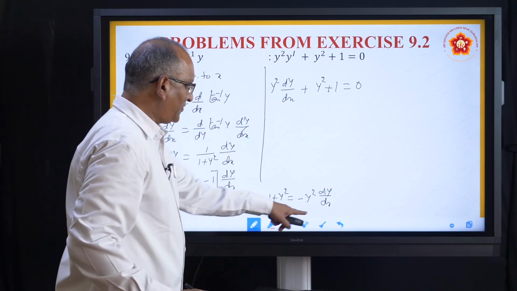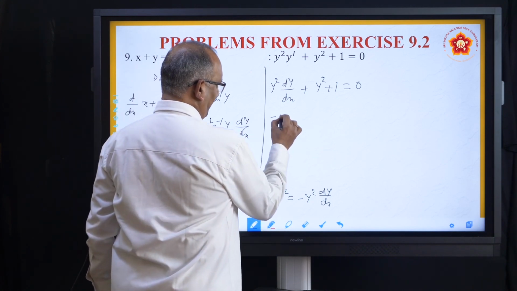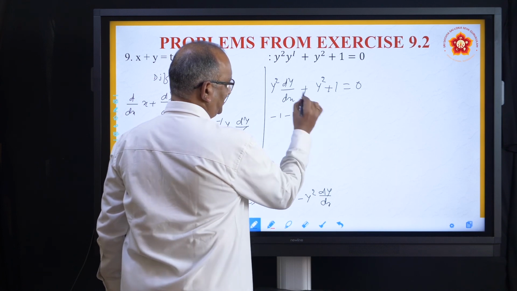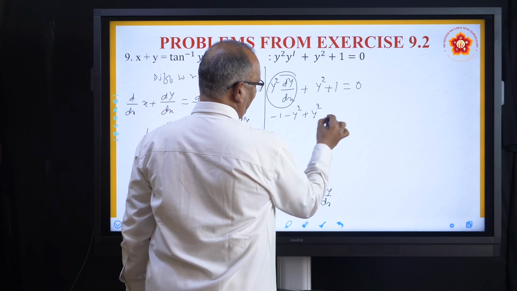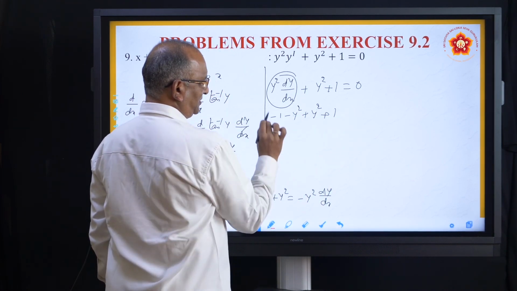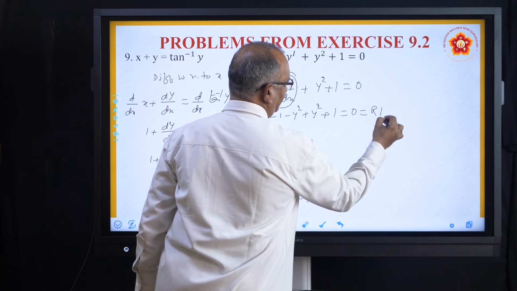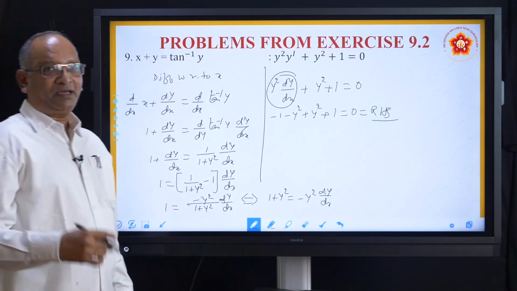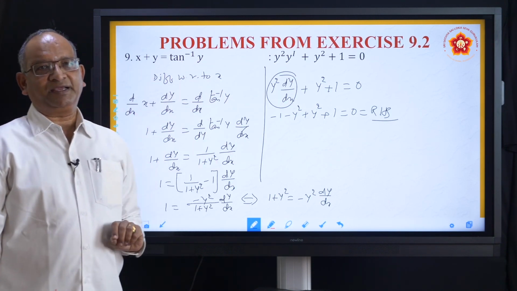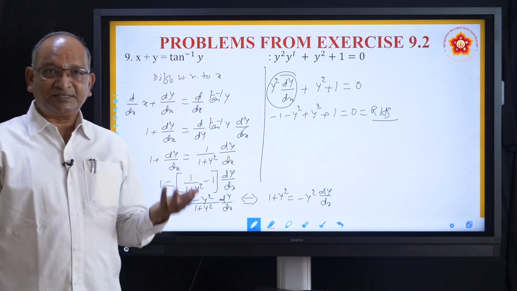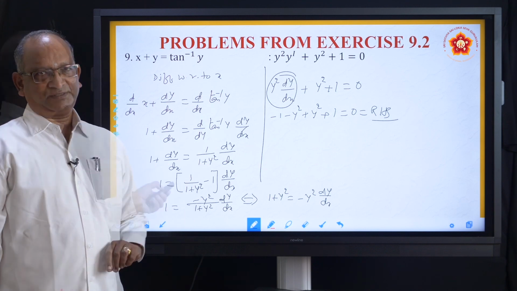Substitute the value of y square dy by dx in the equation. This negative sign will come this side, so it will be minus 1 minus y square. This is the value of this whole thing, plus y square plus 1. So minus 1 plus 1 is 0, minus y square plus y square is 0, which equals the right hand side. Conclusion: the given function is a solution of the given differential equation. Why? Because when its derivative is substituted, the equation is balanced.